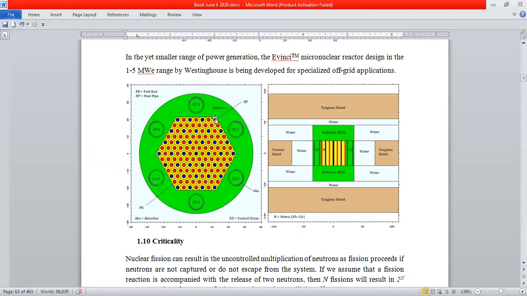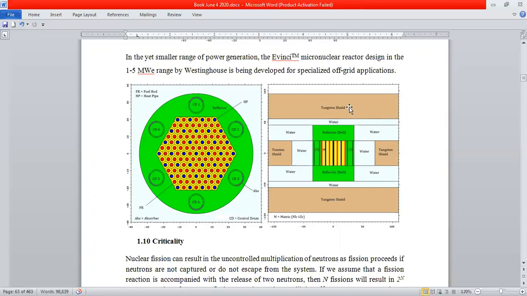Now this is a monolith, so it's a solid in which from top to bottom they're putting fuel rods and heat pipes. So heat pipes are the blue ones and fuel rods are the red ones. So as I told you, it's the heat pipes which carry the heat, there's no pump over here. And this is surrounded by a reflector, again, something like beryllium.